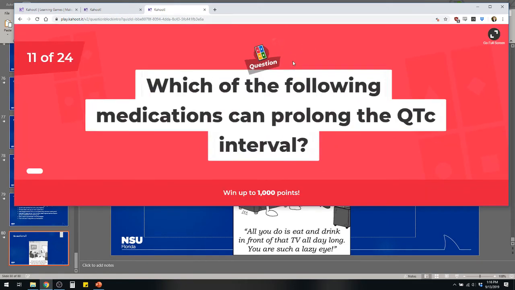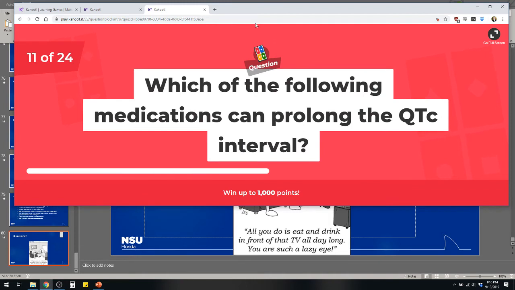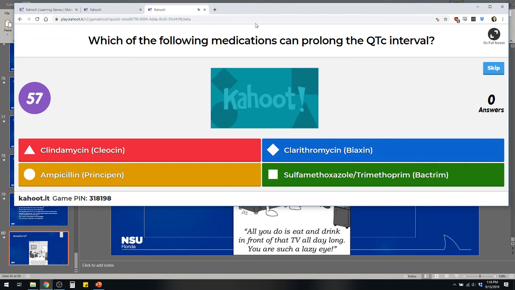So I hear. Which of the following medications can prolong the QTc interval? Okay. Clindamycin, clarithromycin, ampicillin, or sulfamethoxazole trimethoprim?